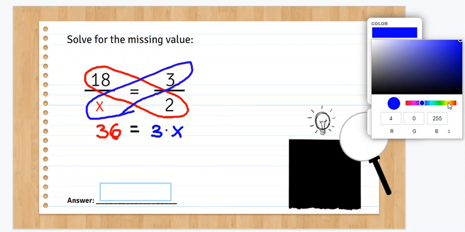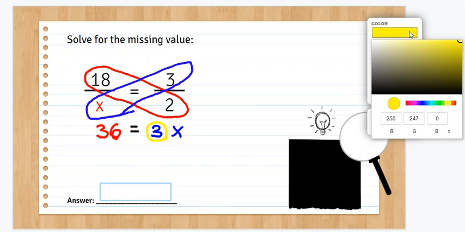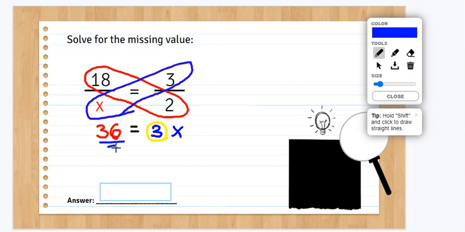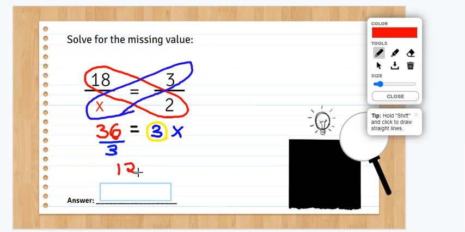Our final step is whatever value is the coefficient, or the number that's paired up in front of x, we're going to divide by that value. So I'm going to divide by 3. And when I do that, I find that 36 divided by 3 is 12. So 12 is equal to x. Notice that's the same answer that we received before, but we didn't have to rely on finding a pattern to do this method.